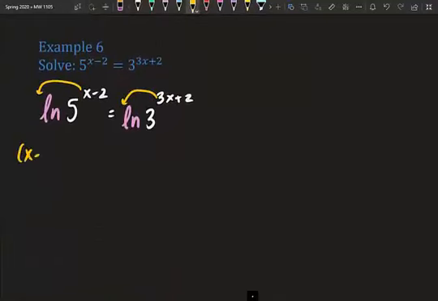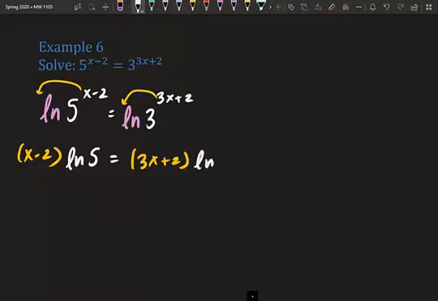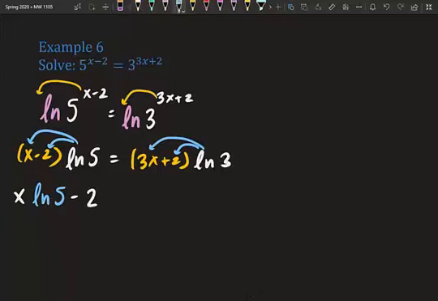So we have x minus 2 ln 5 equals 3x plus 2 ln 3. Just like before, we go ahead and distribute. So now we have x ln 5 minus 2 ln 5 equals 3x ln 3 plus 2 ln 3.